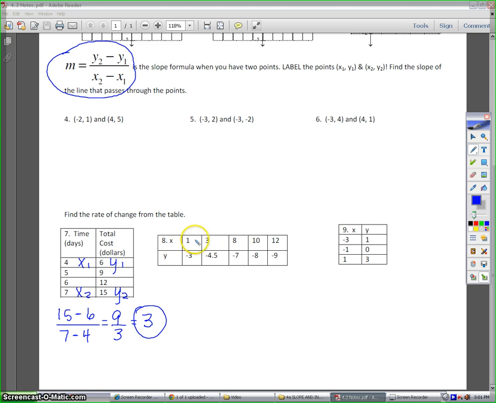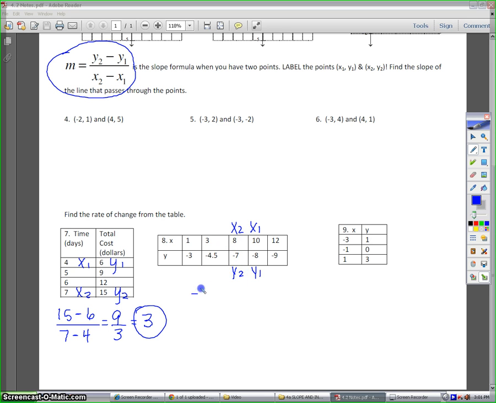Number 8. Again, I can pick any point I want. I think I'm going to pick 10, negative 8. So this is going to be my x1 and this is going to be my y1. And then I'm going to pick 8, negative 7. So that's going to be my x2 and this is going to be my y2. And again, I'm going to follow my formula.